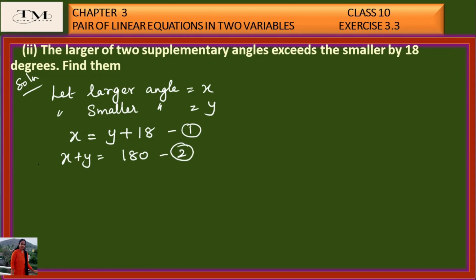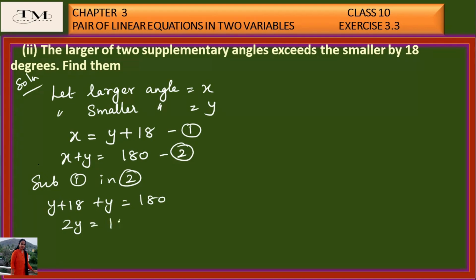So the first equation is direct, that is they gave x is equal to y plus 18. So we can substitute 1 in 2. So instead of x, we must write y plus 18 plus y equal to 180. So y plus y is 2y equal to 180. This plus 18 will become minus 18. So if you subtract, 180 minus 18 is 162. So 2y is equal to 162.